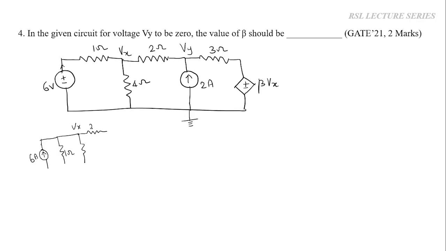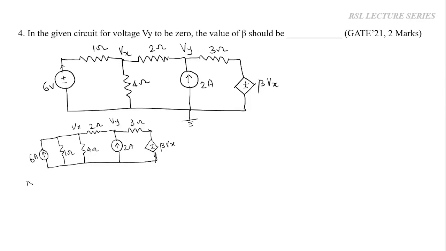And here we have 2 ohms. Here we have 4 ohms. And here again, one current source, 2 ampere. And this dependent voltage source cannot be converted into a current source. So we will keep it as such and write the equation. Okay, beta value is unknown also. So I have redrawn the circuit by converting the 6 volt source into a current source. So remaining things are same.